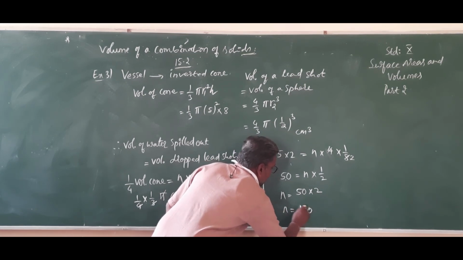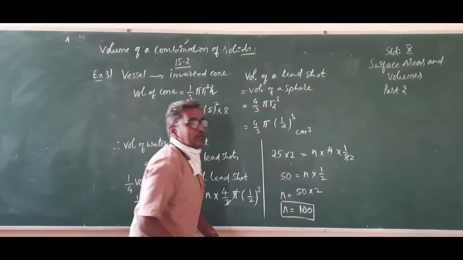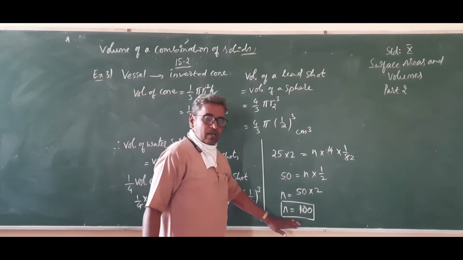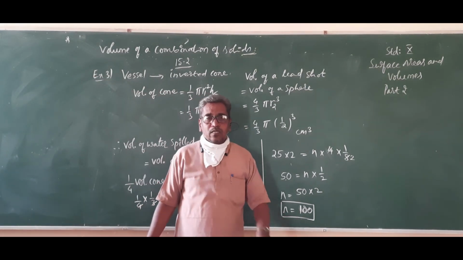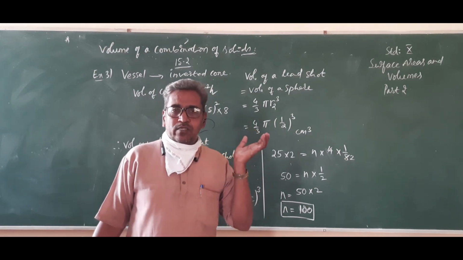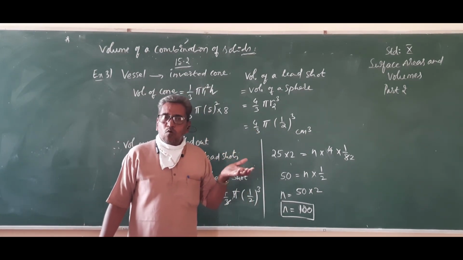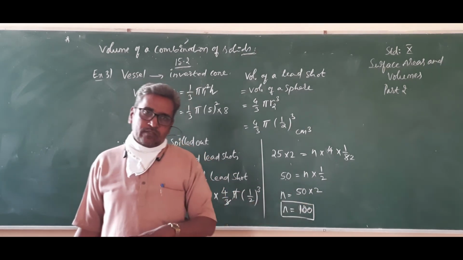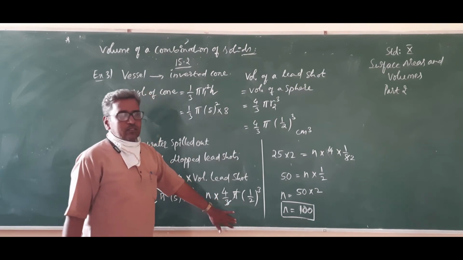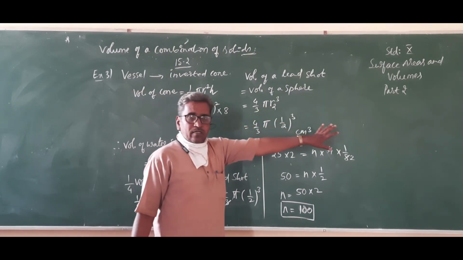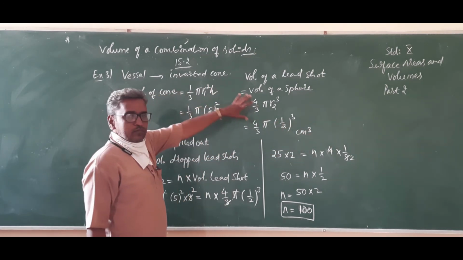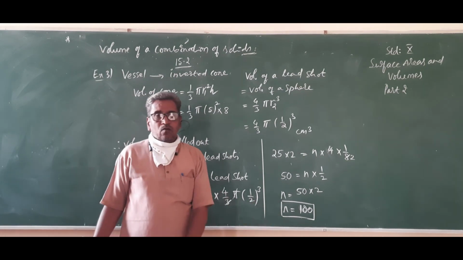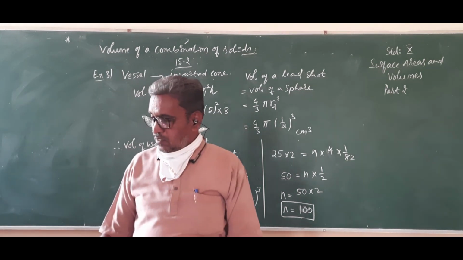N equals 100, what does it mean? It means that when 100 lead shots are dropped into the inverted vessel which is filled with water, at that time 1/4 of the water comes out. That's the meaning. So in this way, with a rough idea in the figure and the formulas, you can easily find the required quantity.